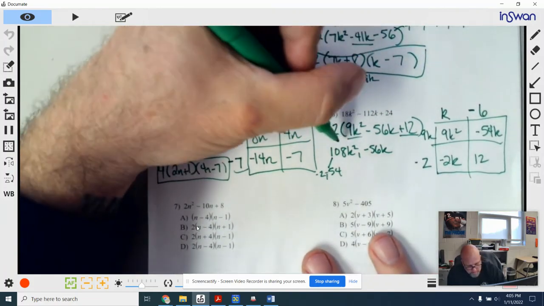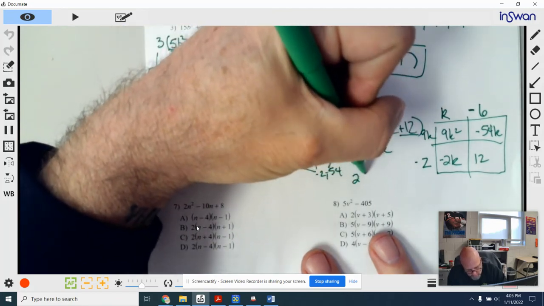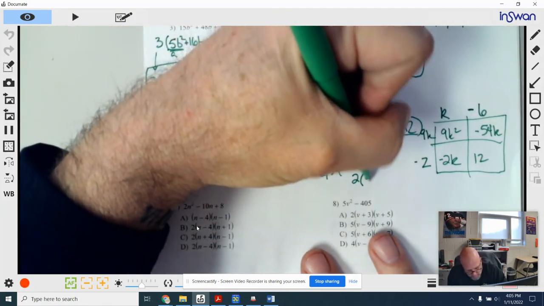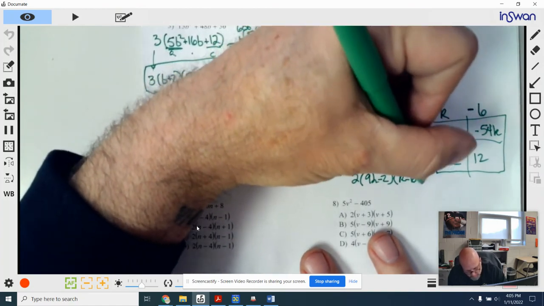Okay, piece it all back together. You can't forget about that 2 that you factored out in the beginning. So we'll place that 2 back, and then you have your 9k minus 2 multiplied by the k minus 6.